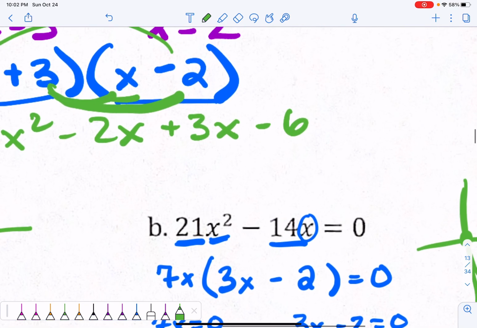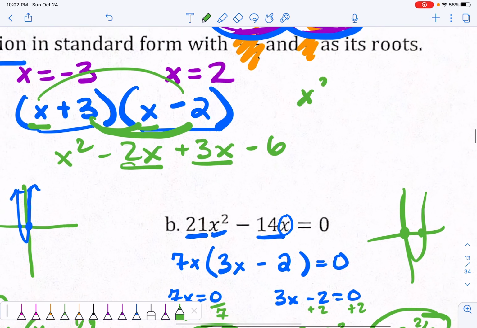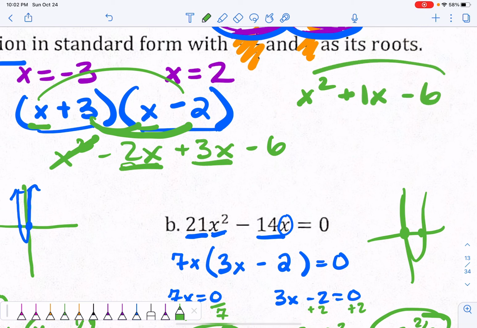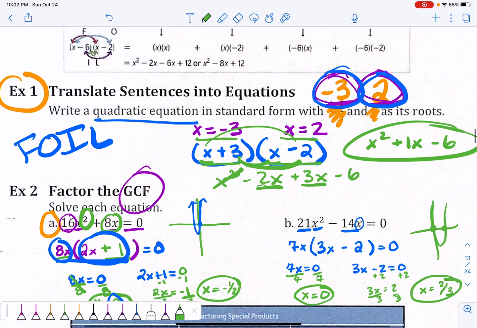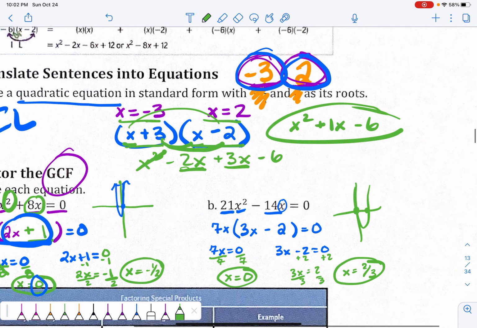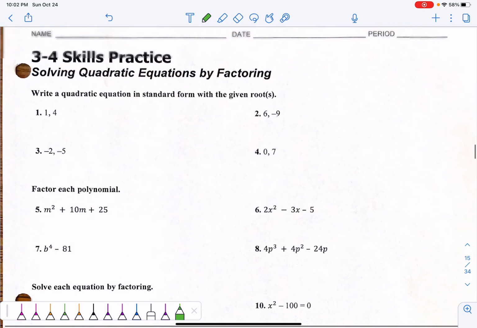And then the last thing I'm going to do is put these two like terms together. So x squared, he can just chill out, but -2x plus 3x would be +1x, and then -6. And this is my quadratic function that has those two things as roots, okay? So you start with those two pieces, make them into the parentheses that they were in, FOIL it out, and combine like terms. And this is writing an equation in standard form that has roots that are -3 and 2. There you go.